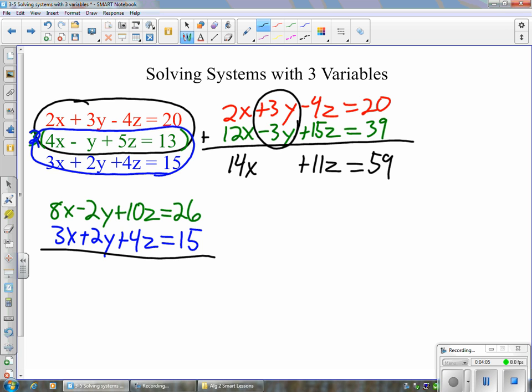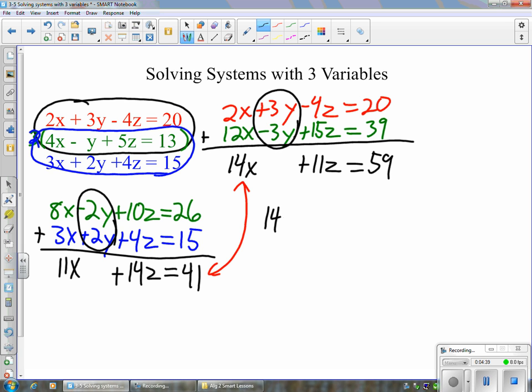Now we can eliminate, so add these together. We have 8x plus 3x is 11x. We have a minus 2y plus 2y, that will eliminate. And 10z and 4z is a plus 14z equals 26 plus 15 is 41. Now I have two equations, and now I can eliminate these two together. So my first equation is this: 14x plus 11z equals 59.